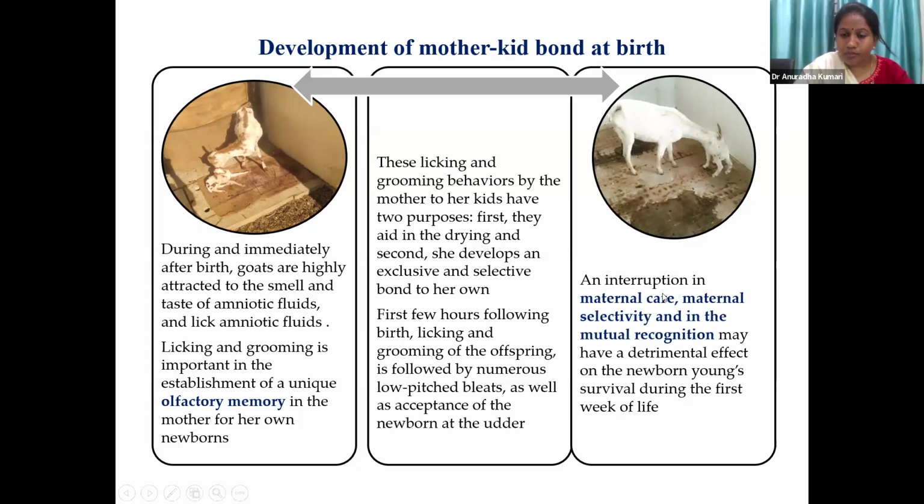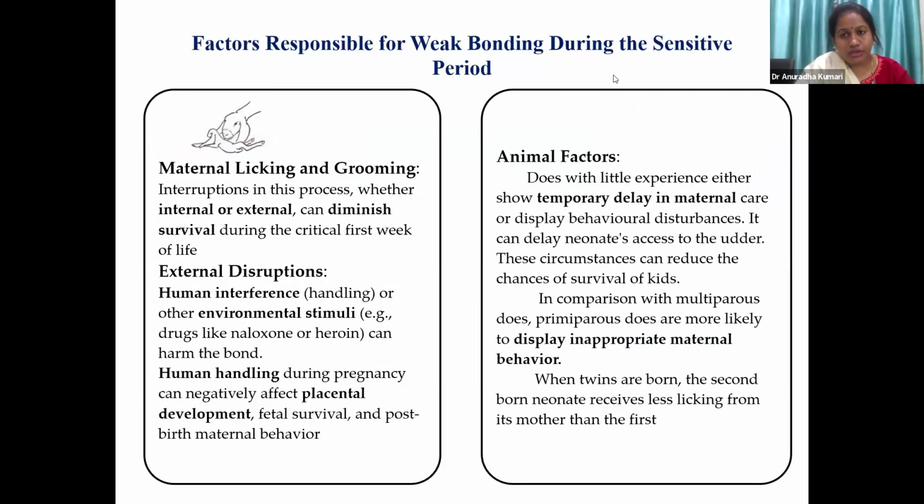Any factor that stops or interrupts this maternal care, maternal selectivity, and mutual recognition has a detrimental effect on the kid's survivability in the future. So what are the different factors responsible for weak bonding during that sensitive period? If maternal licking or grooming is interrupted because of any internal or external stimuli, that will hamper the development of bonding. As far as external stimuli are concerned, human interference and human handling during pregnancy have a negative effect on placenta development, fetal survival, and post-birth maternal behavior display.